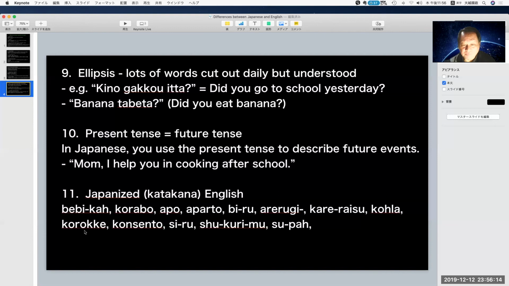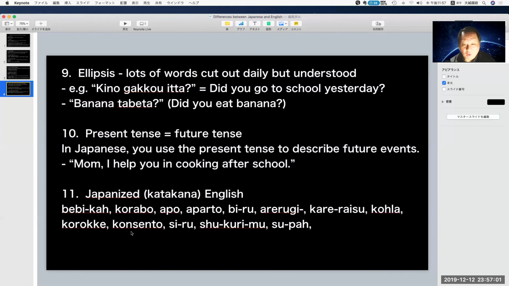"Korokke," which is croquette. It's borrowed from French. This is one of my favorite dishes. It is a deep-fried, small rounded mass of food containing minced meat, either beef or pork, and mashed potato. I'm sure if you try it for the first time, or if you have a chance to come to Japan, or have even tried this, korokke, I'm sure you'll love it because it tastes so good.